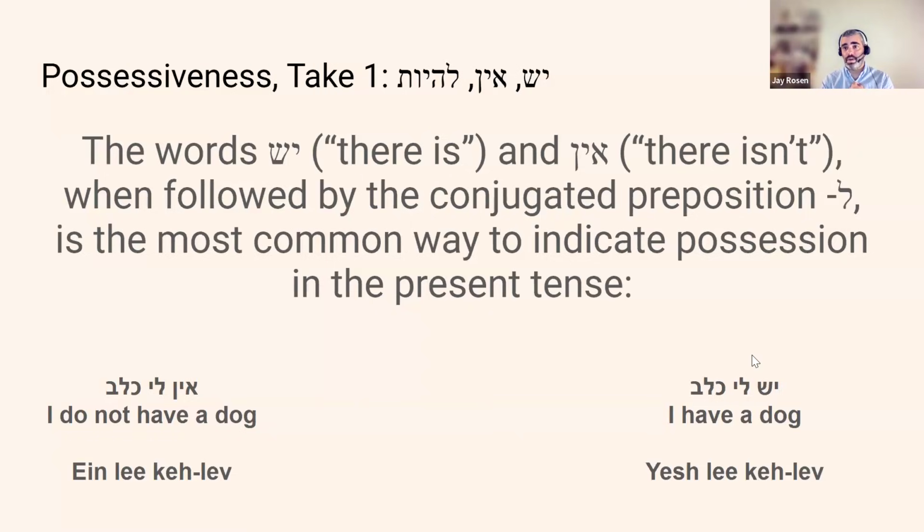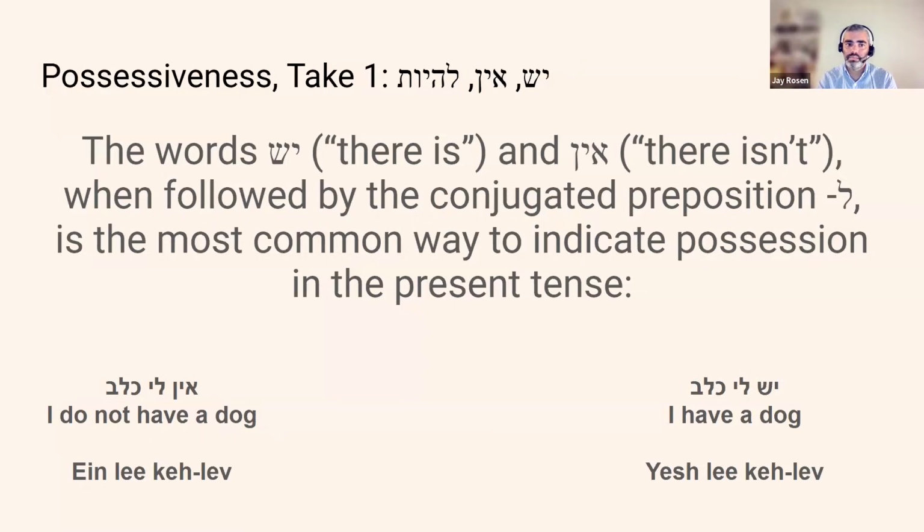I, the possessor, is the subject. In Hebrew, there is to me a dog. The dog is actually the focus of the sentence, not me. Okay? And more specifically, the possession I have over that dog is the emphasis, is the center.